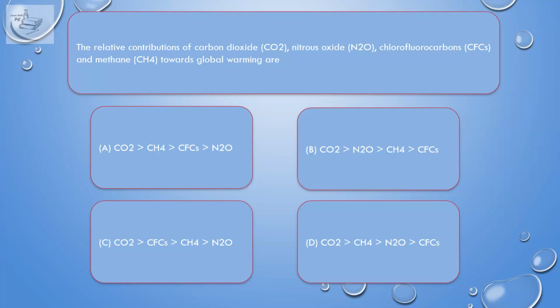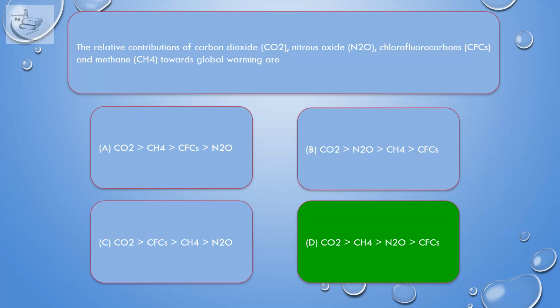Question: the relative contributions of carbon dioxide, CO2, nitrous oxide, N2O, chlorofluorocarbons, CFCs, and methane, CH4, towards global warming are: A. CO2 greater than CH4 greater than CFCs greater than N2O. B. CO2 greater than N2O greater than CH4 greater than CFCs. C. CO2 greater than CFCs greater than CH4 greater than N2O. D. CO2 greater than CH4 greater than N2O greater than CFCs. Correct answer is D.